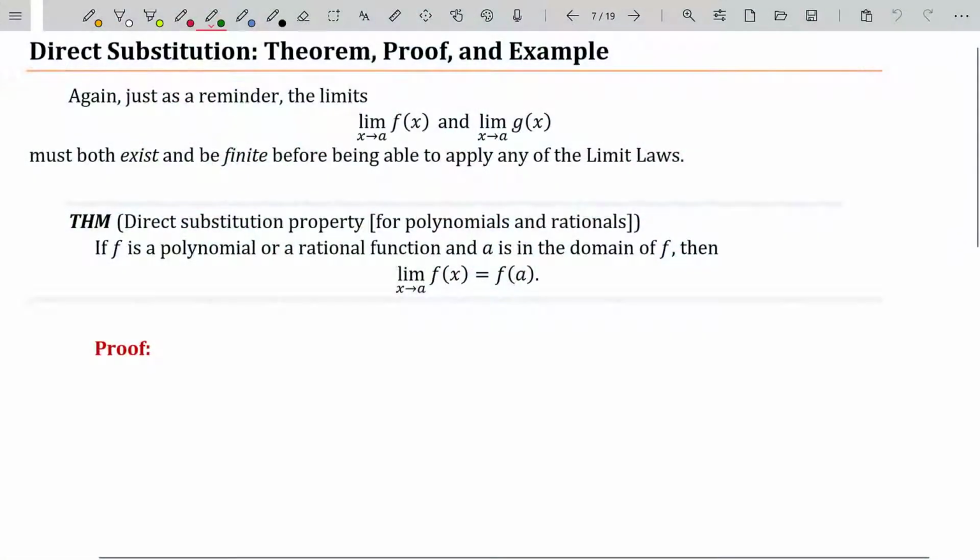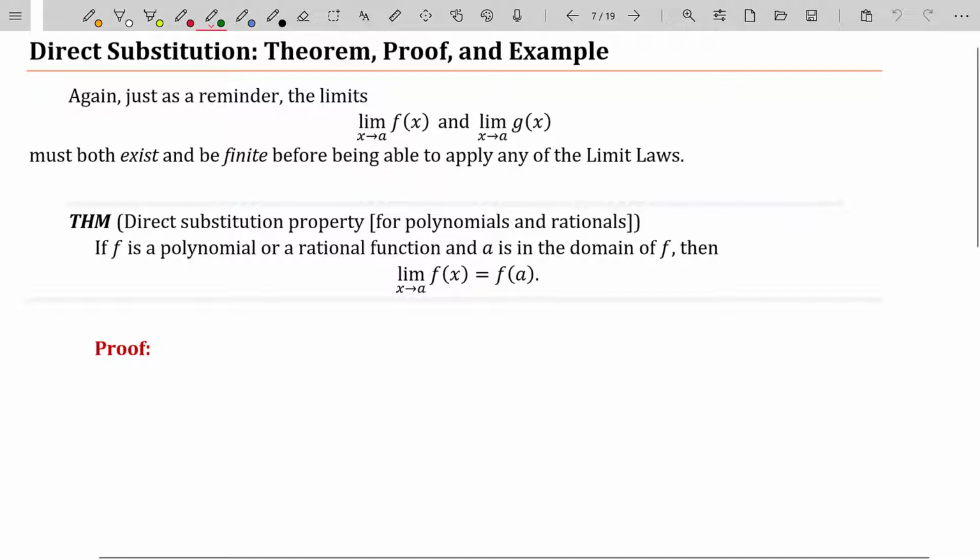Hello, my name is Roy Simpson, professor of mathematics at Cosumnes River College in Sacramento, California. This video is yet another video, third video in fact, in a series on the limit laws for differential calculus. In this video, we're going to prove the direct substitution property, at least for polynomials and rational functions. We'll only prove it for one of those.